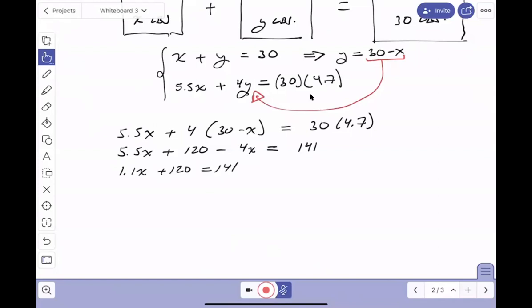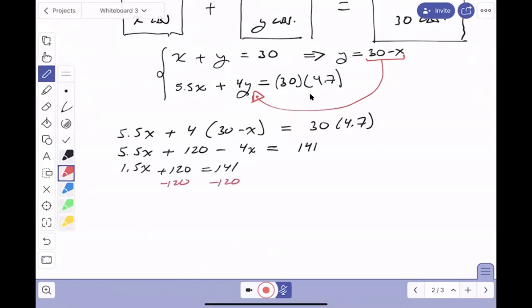Oh, I see it now. It's not 1.1, is it? No, that's crazy. My eraser out now. There's something wrong over here. 5.5 minus 4 is 1.5. All right. Minus 120. Back in the ball game now.